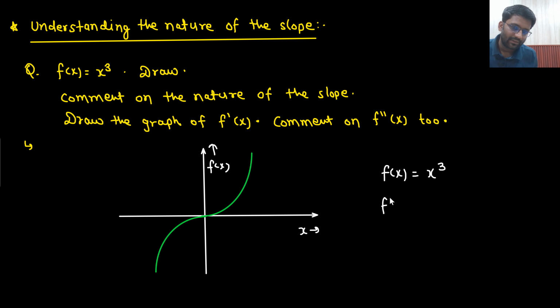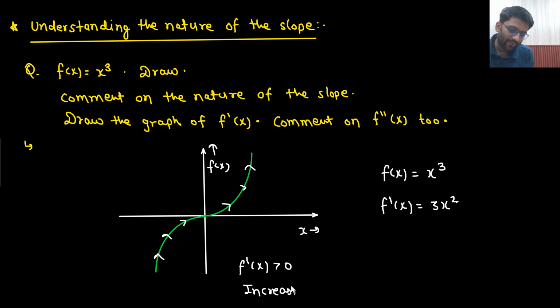What is the differentiation? f'(x) equals 3x². The graph is always increasing. If the graph is always increasing, what does that mean? f'(x) is always positive. What does that mean? Graph is always increasing. If graph always increases, that means slope will always be positive.